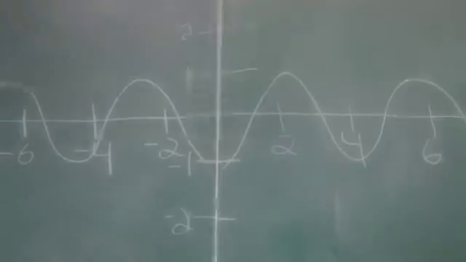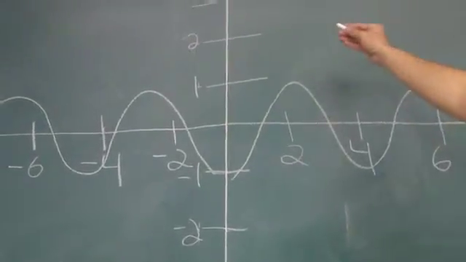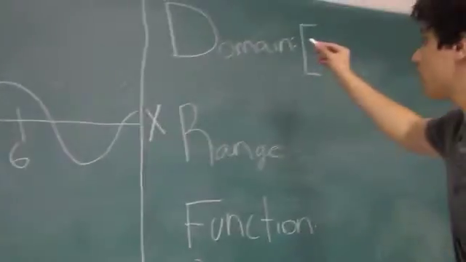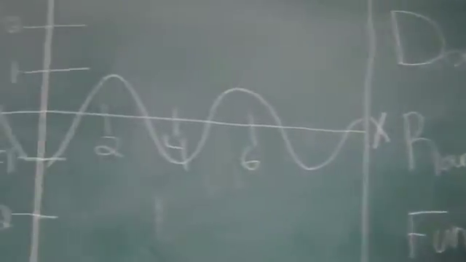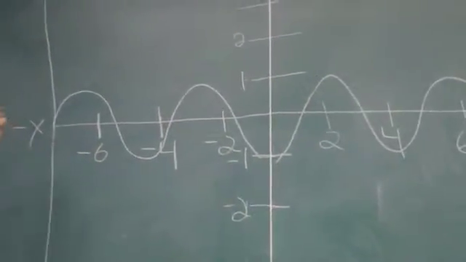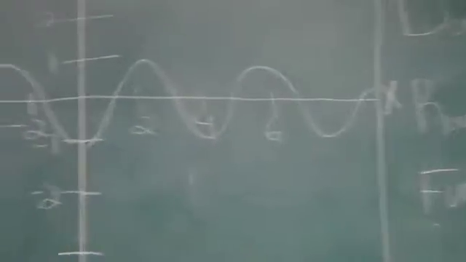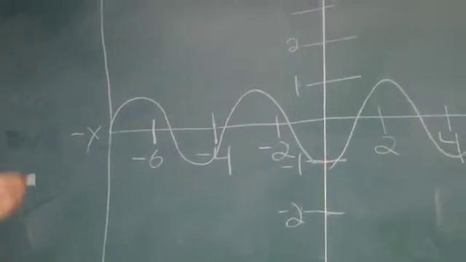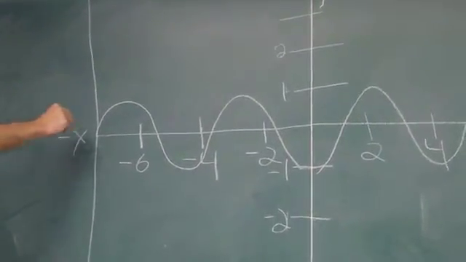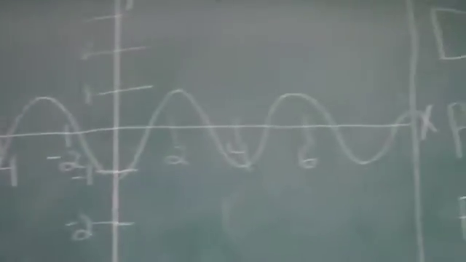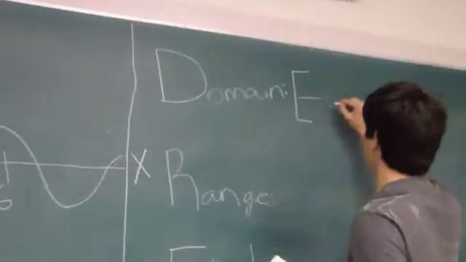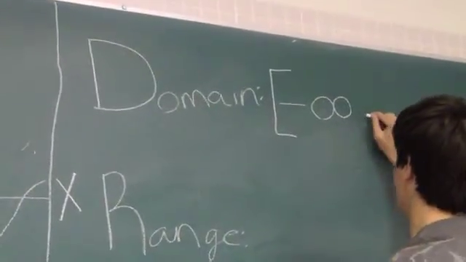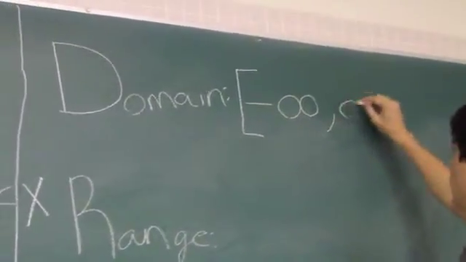What we have here is a graph, and we have to find out its domain, its range, and if it's a function or not. First, what is a domain? A domain is how far it goes on the x-axis to both sides. As we can see, it goes on and on, on both sides. So it has no end. So it's negative infinity, and it goes until infinity.